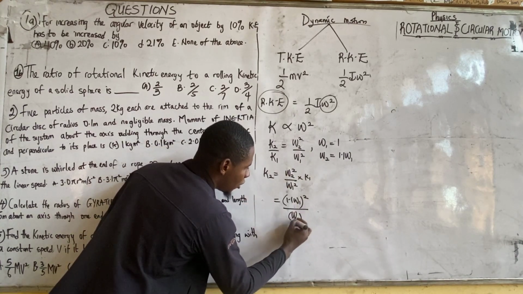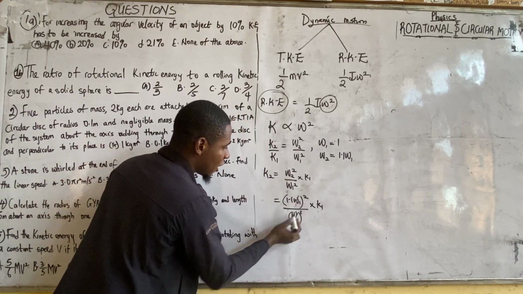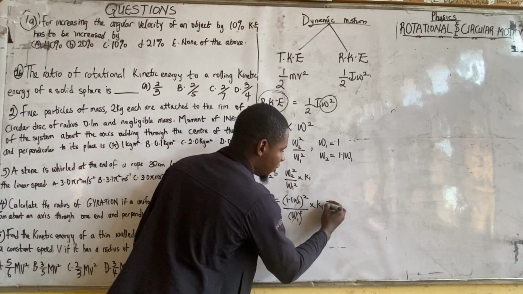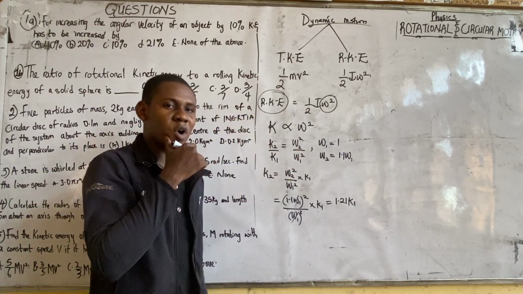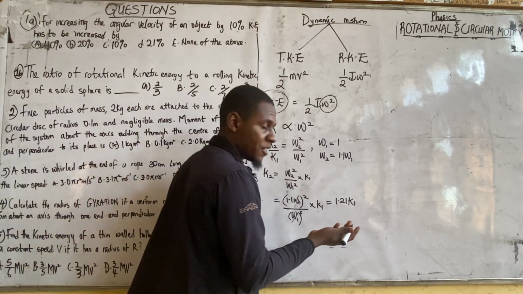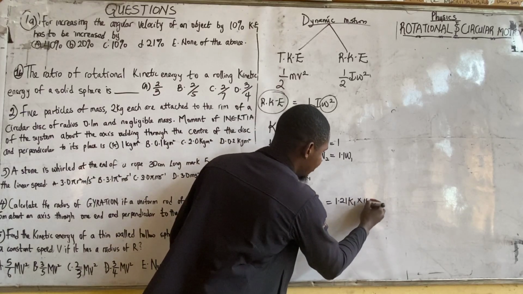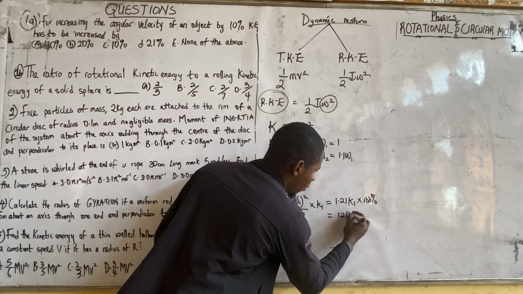Omega 1 all squared times K1. So when you multiply this out, this will cancel. 1.1 raised to power squared is going to give us 1.21 of K1. Now we convert it to percent. When you want to convert to percent, you are going to do what? Multiply by 100. So times 100%, that is going to give us 121 what?